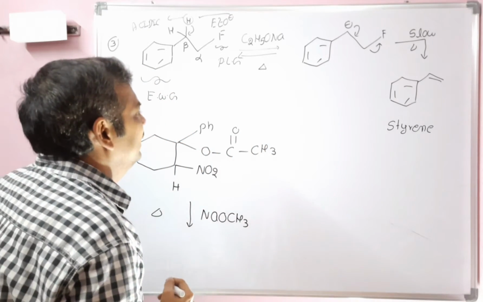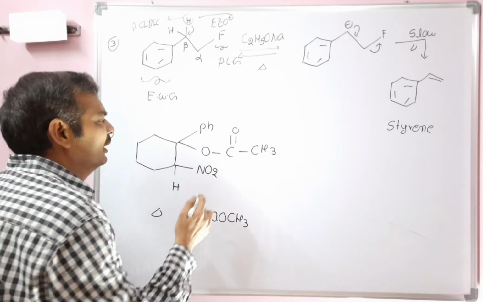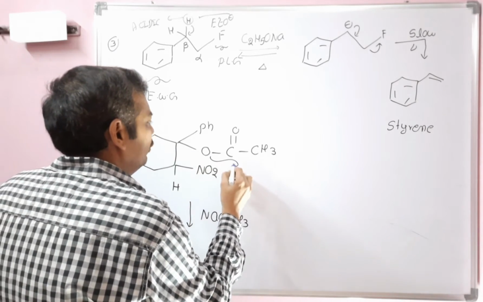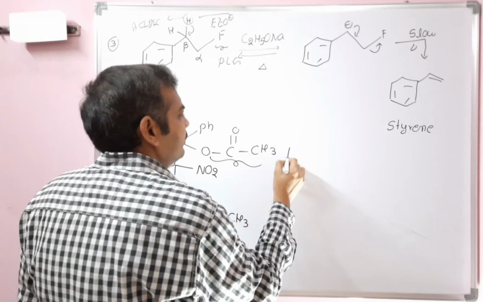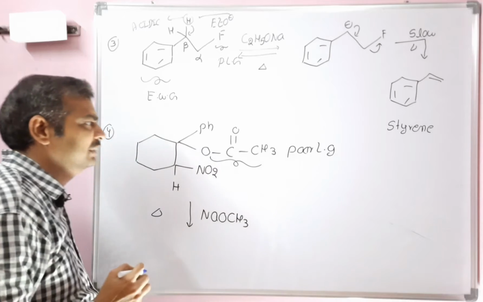Now look for the E1CB. Strong base means competition between E2 and E1CB. This is the leaving group. The acetyl group is the leaving group, and it is a poor leaving group, no doubt. So there is a chance for E1CB.